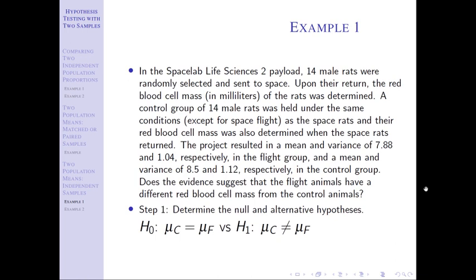Again, I'm subscripting C and F, control and flight. You can keep the A and B, 1 and 2, it doesn't really matter. How do I know this is a two-sample independent mean test? First off, I'm given means and variances. That's a pretty good giveaway. It's a mean test. How do I know it's two-sample rather than one sample?